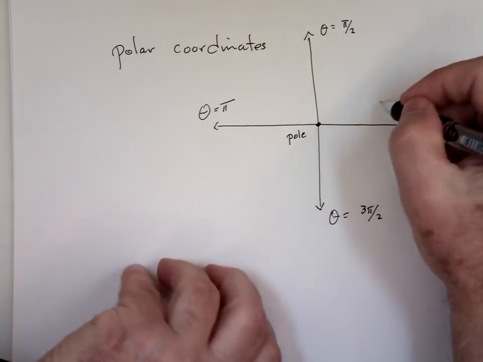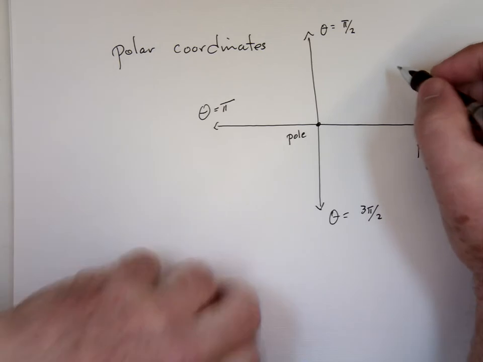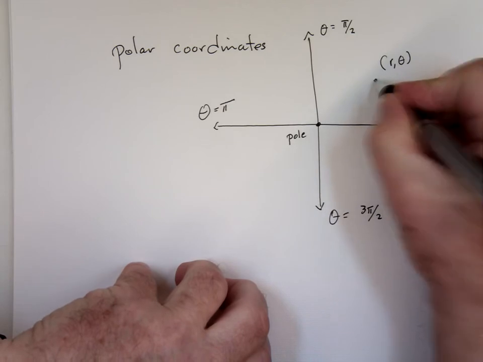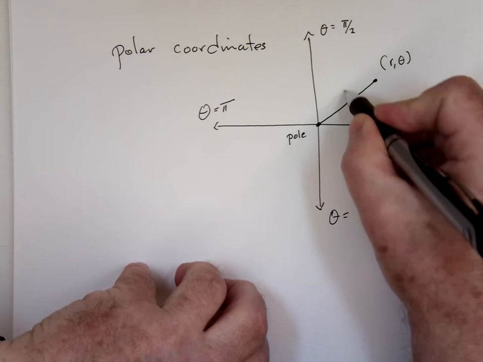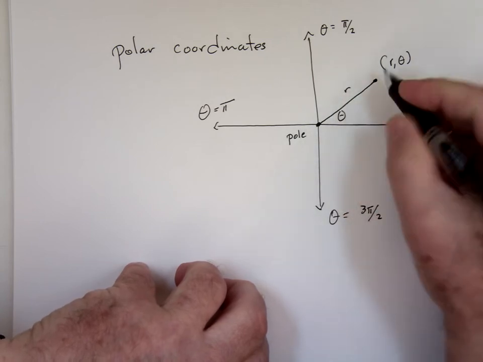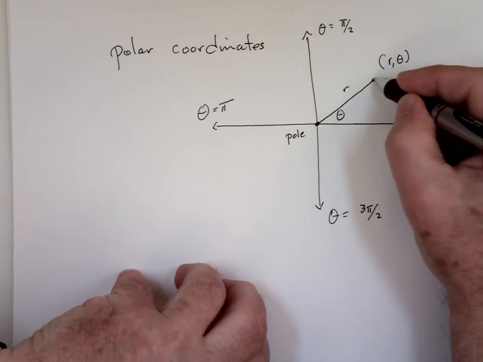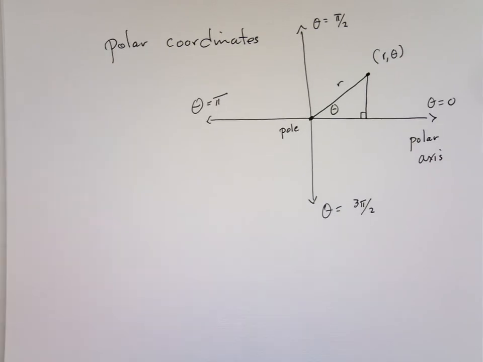We locate a point in the plane with 2 real numbers. These real numbers are r and theta. R represents the directed distance from the pole, and theta is the angle this directed line segment makes with the polar axis. Now, one thing you're going to have to be able to do is change from polar coordinates to rectangular, and from rectangular back to polar coordinates. So let's do that right now.